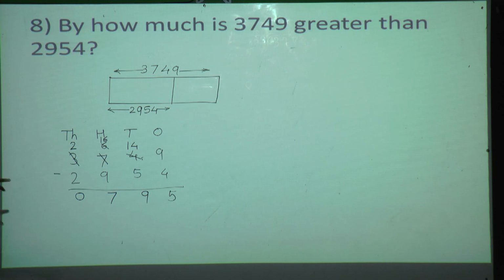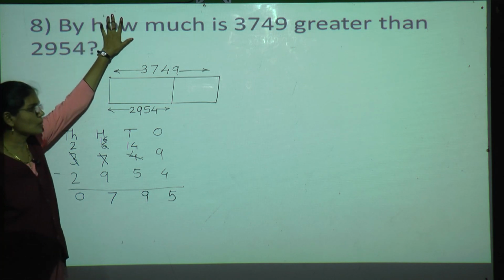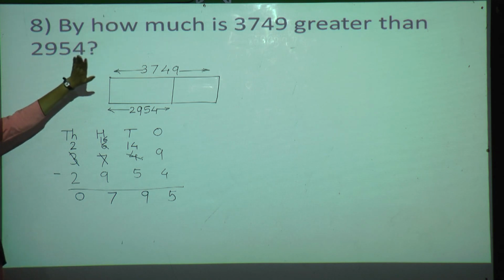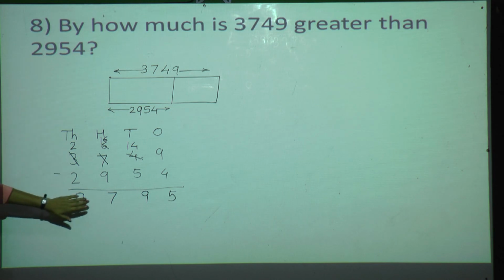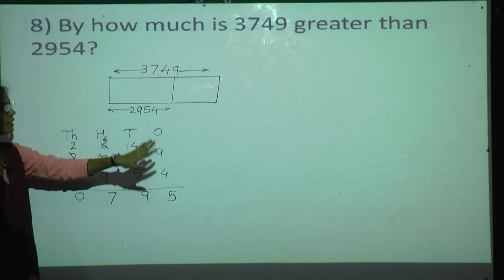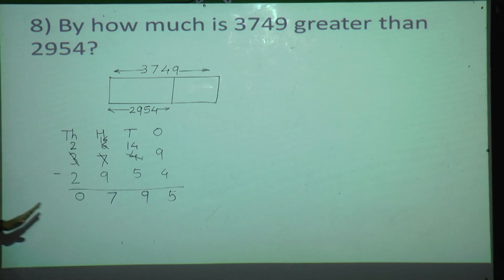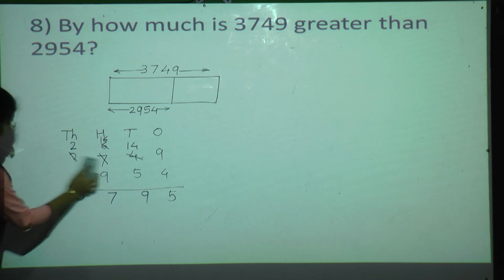So what is our answer? The answer is 795. So how will you write the answer? By how much is 3749 greater than 2954? See students, what you have to do: just cut the question words "by how much", and instead of those words put this number and write the answer in a sentence. Then we'll move to the next.